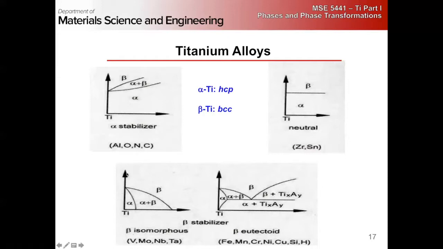So interstitials are strong alpha stabilizers, which is the opposite of what we saw in steel, right? The interstitials were strong austenite stabilizers, right? So in steel, interstitials stabilize the high temperature phase, and in titanium, they stabilize the low temperature hexagonal phase.